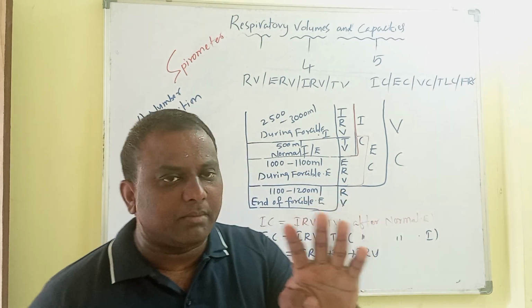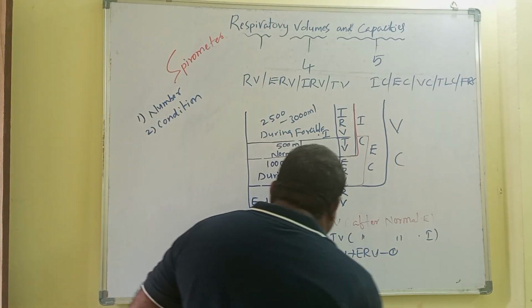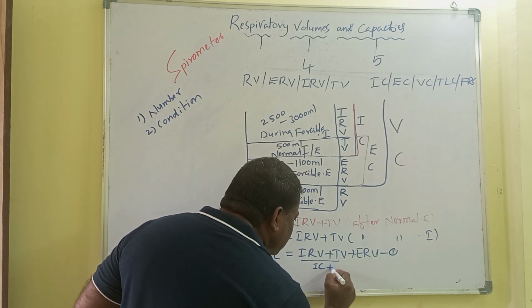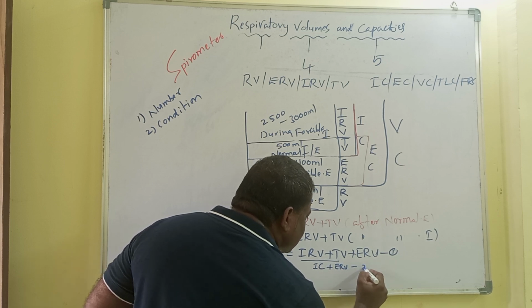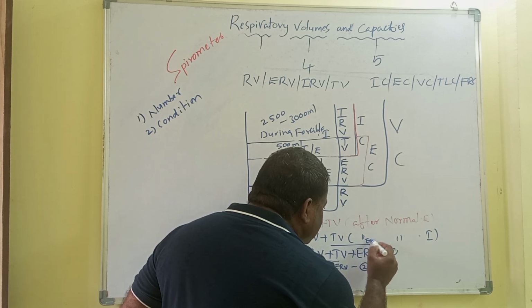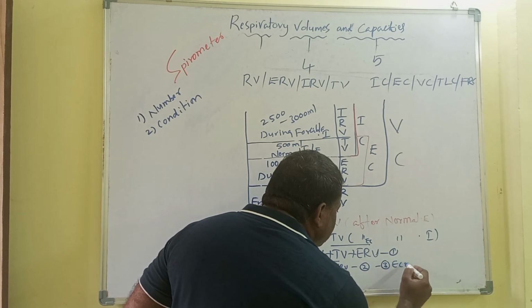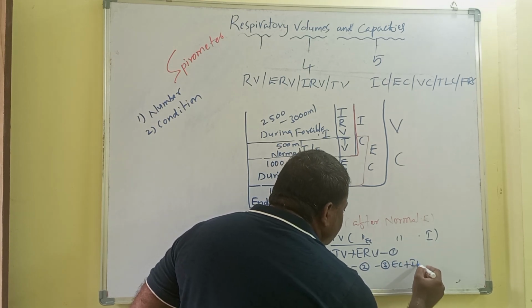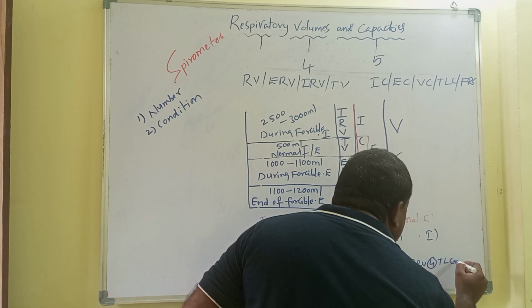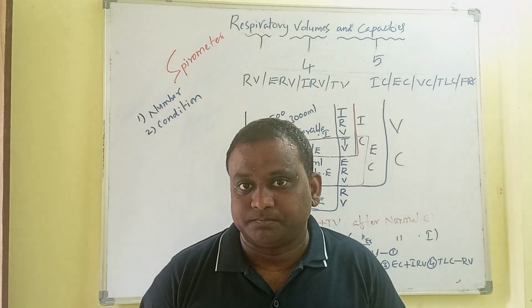There are four possible combinations for vital capacity. This is one combination. The next combination is IRV plus TV, which we can write as IC, plus ERV. This is the second combination. The third combination is TV plus ERV, which is EC, plus IRV. The fourth combination is TLC minus RV. Four possible combinations for vital capacity.